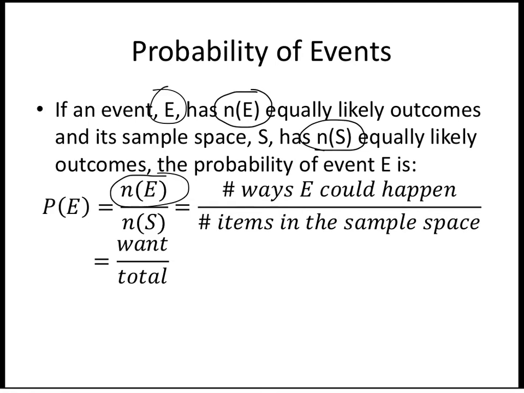means. So n of E is the number of ways E could happen, okay, so what you want, divided by the number of items in the sample space, which is why we counted how many items were in our sample space, because that is the total number of items in our sample space when we count them all, okay? So divided by the number of items in the sample space, which is our total. Okay, so let's do some practice with this as well.